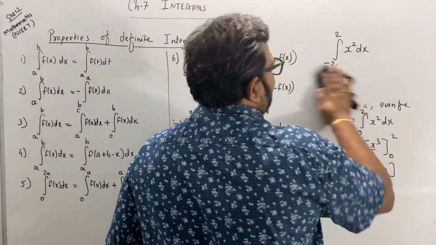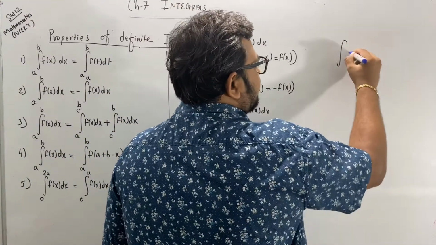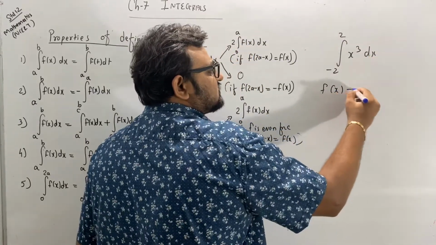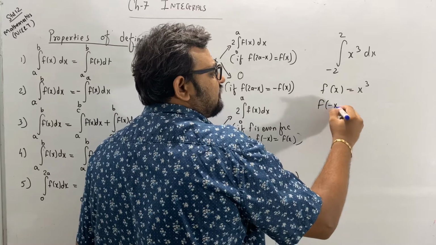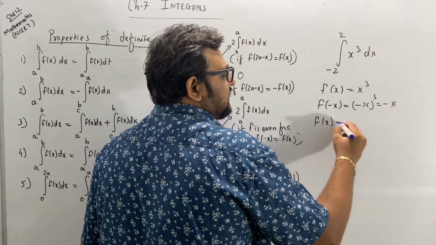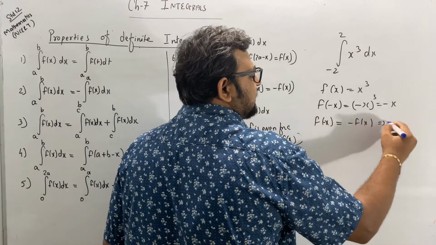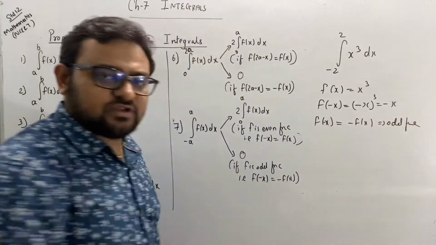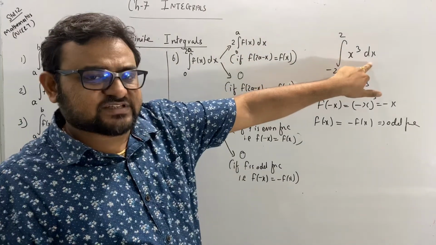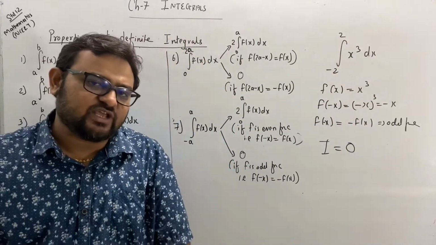Now let's take an example of an odd function. We have taken x cube from minus 2 to 2. Now here, how do we write it down? f of x is equal to x cube and f of minus x is equal to minus x cube, which is minus f of x. So f of minus x is equal to minus f of x, which implies it is an odd function. The upper and lower limits are the same, but one is minus and one is plus. So the integral from minus a to a of f of x dx, where f of x is an odd function, the answer will be equal to 0.